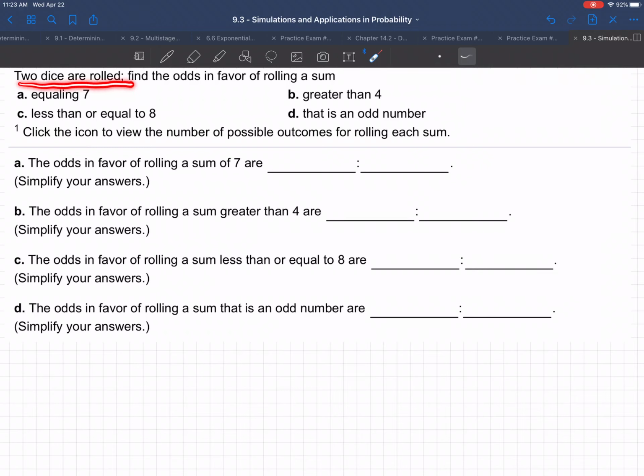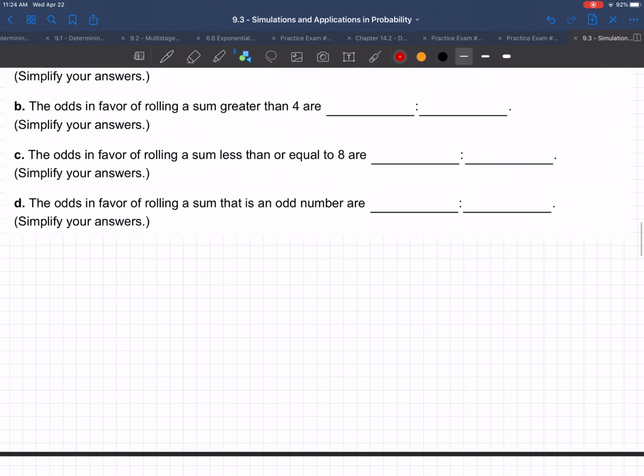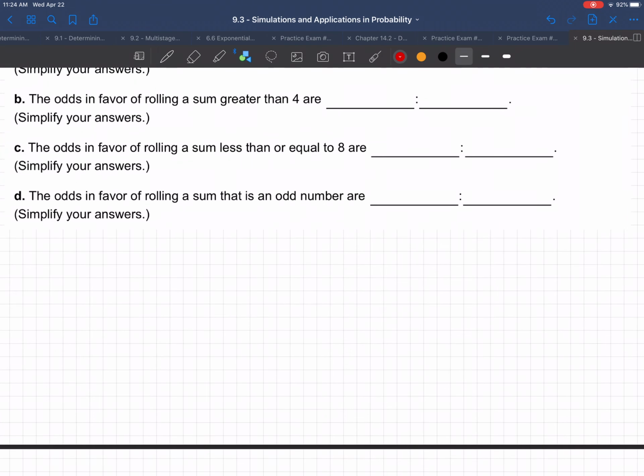Two dice are rolled. Find the odds in favor of rolling a sum equaling 7, greater than 4, less than or equal to 8. That is an odd number. This is actually a difficult question. We have to start with a table of what can happen when 2 dice are rolled, particularly the sum of the numbers. So let me come down here and make a table for that purpose.